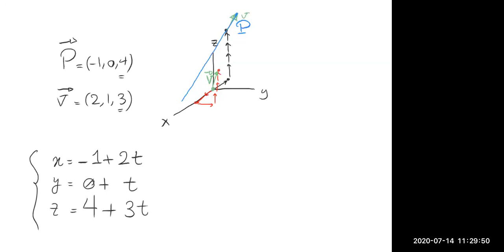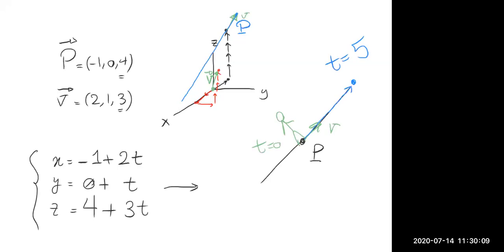Now, if we have a line, I would write again here: this is P, this is V. A particle starts here at time t equals 0, and it walks in the direction of V. If we want to see where it is at t equals 5, we just plug t equals 5 into our equations, or any other time. I think I actually asked for t equals 3.